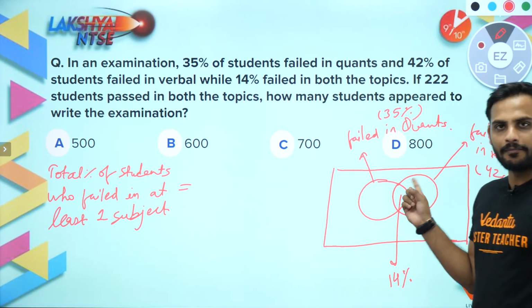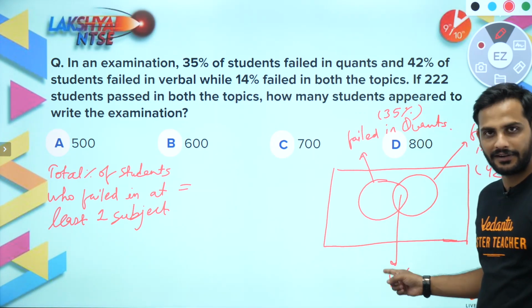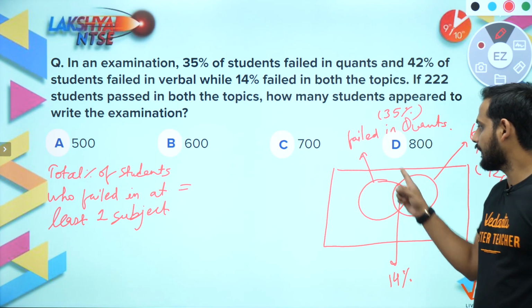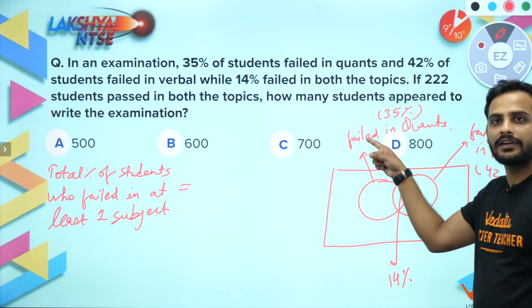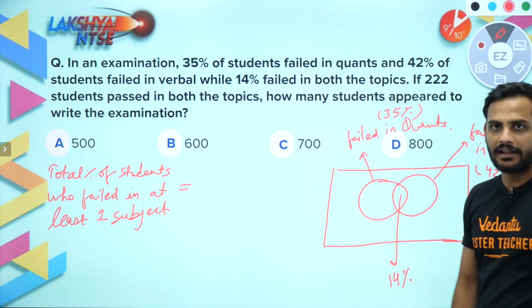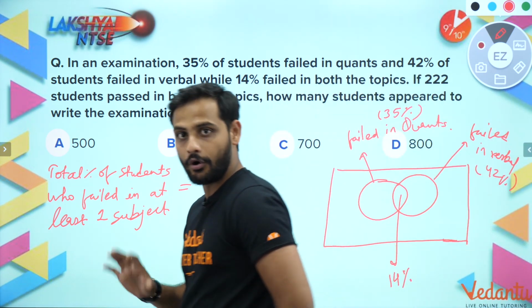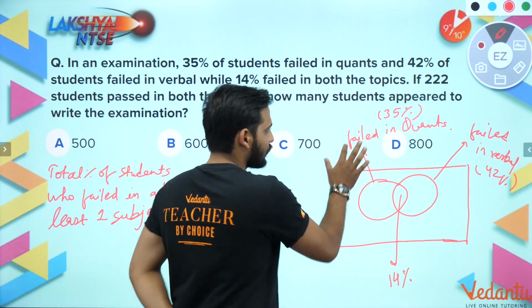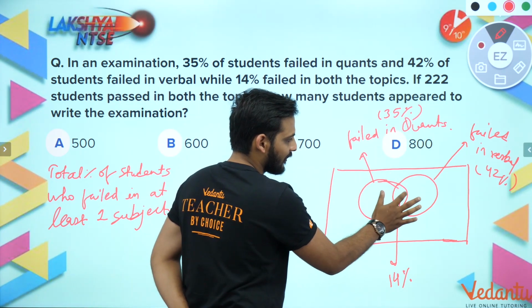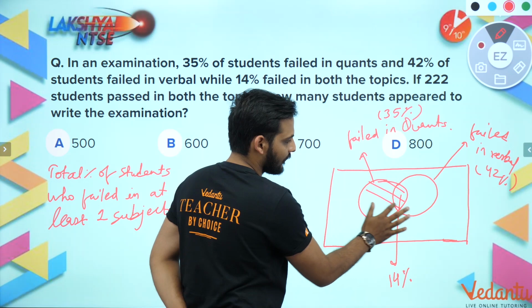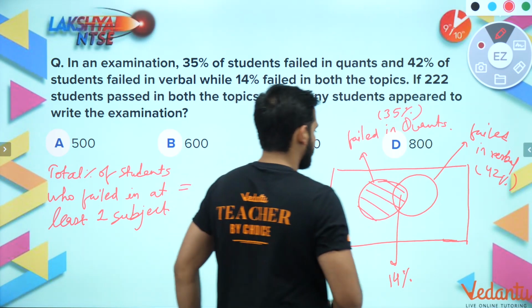Those who have failed in both, these 14%, they are already counted in the quants as well as in the verbal. Correct? Already they have been counted. So when I take this part, this 35%, see how much circle I am covering? This much circle. So this is my 35%.